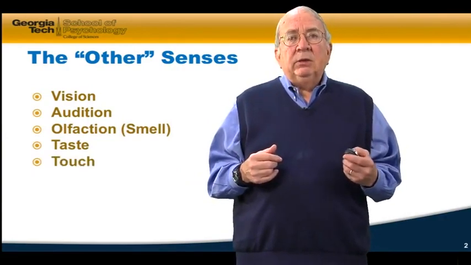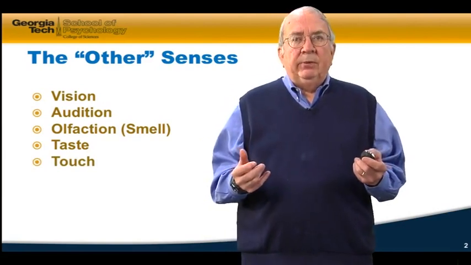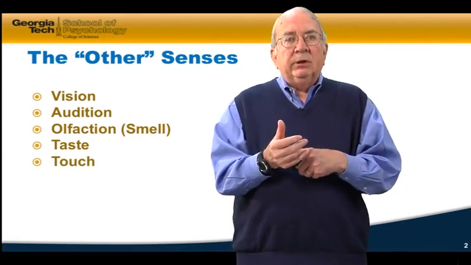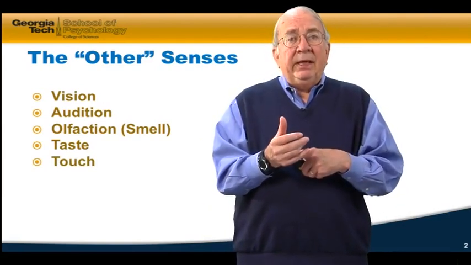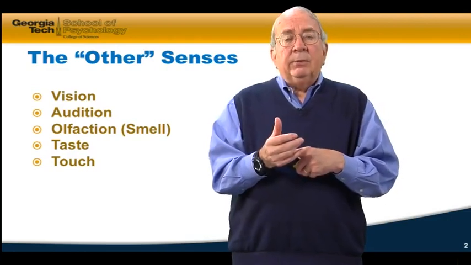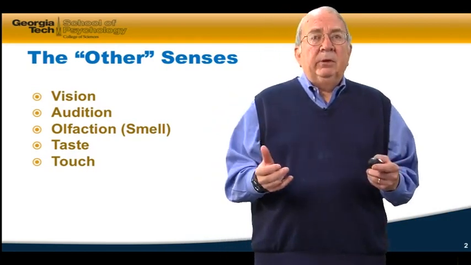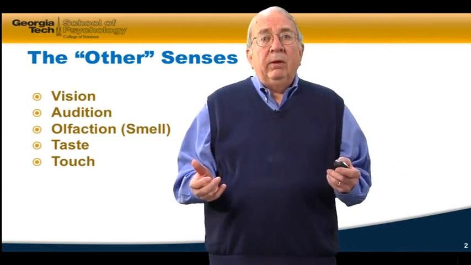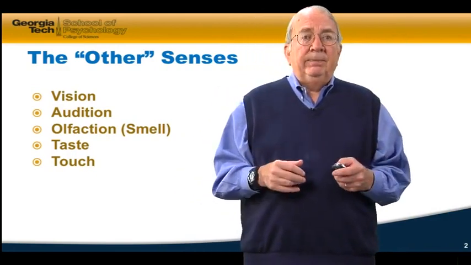We have the sense of touch, which really consists of several different kinds of receptors. There's a pressure receptor, the sense of touch. There's a receptor for heat. There's a receptor for cold. And then there are pain receptors that go into effect when we have some kind of tissue damage.